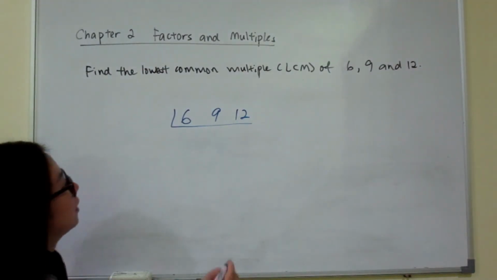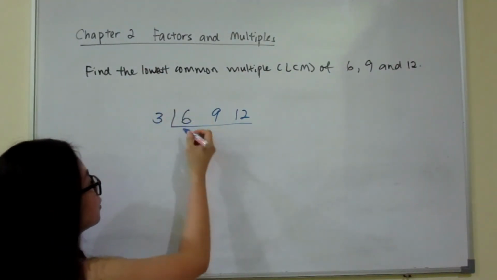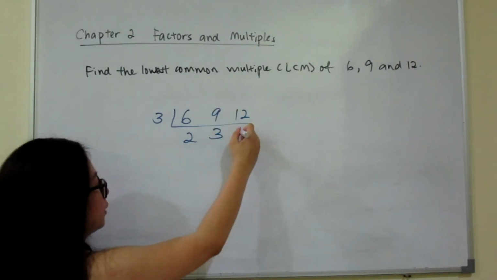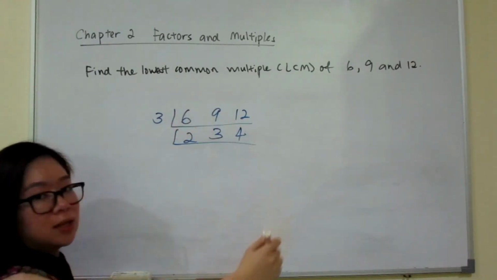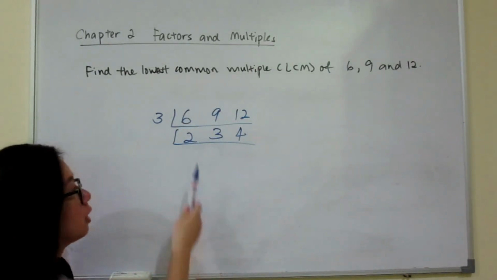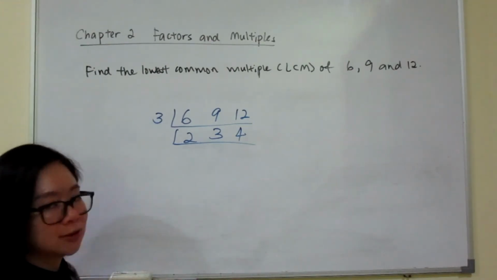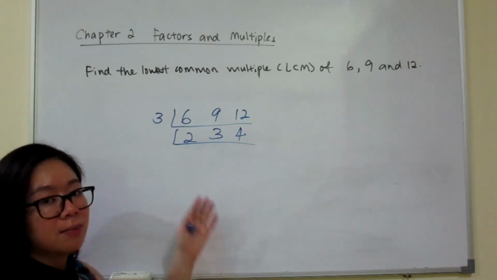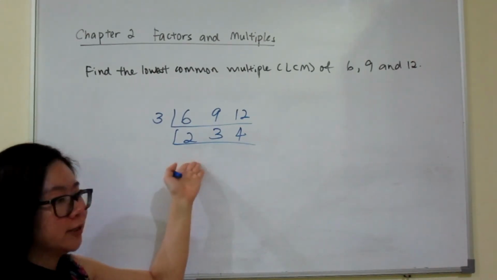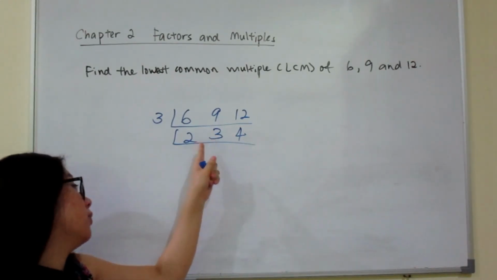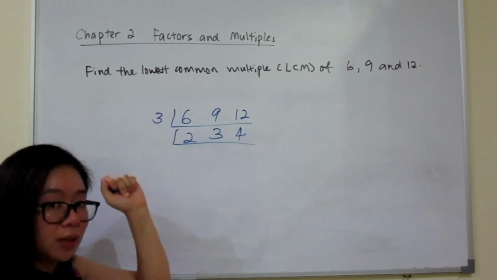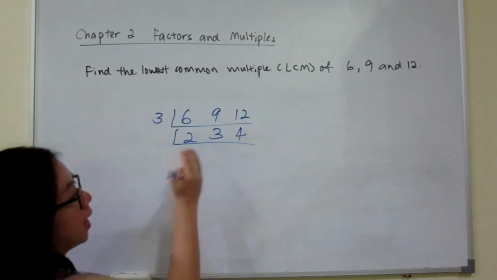So let's divide them by 3. 6 divided by 3 is 2, 9 divided by 3 is 3, 12 divided by 3 is 4. Let's divide further. If this is HCF, we stop right here. 3 is the HCF of 6, 9, and 12. But for LCM, we continue ahead. We stop here for HCF because 3 cannot be divided by 2. 4 and 2 can be divided by 2, but not 3. That's where we stop. And now for LCM, we continue.